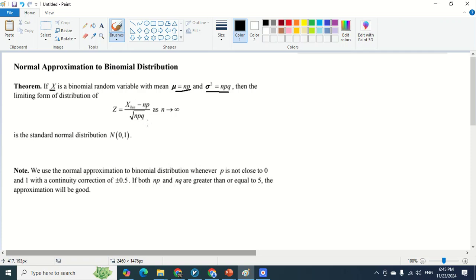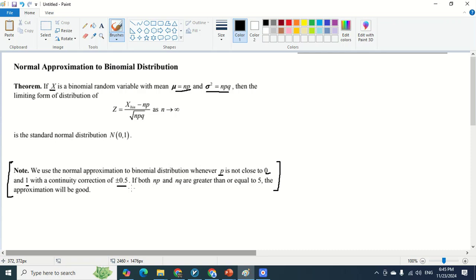In other words, if some condition holds true, which we give in a note, then we can use the normal distribution to approximate the binomial distribution. We use the normal approximation to the binomial distribution whenever p is not close to 0 and 1, with the continuity correction of plus and minus 0.5. If both np and nq are greater than or equal to 5, the approximation will be good.